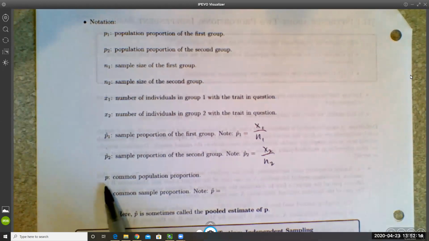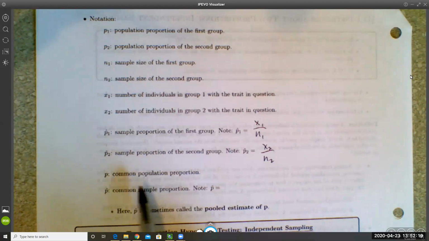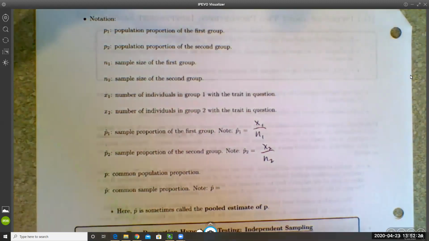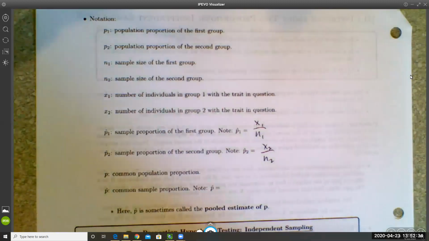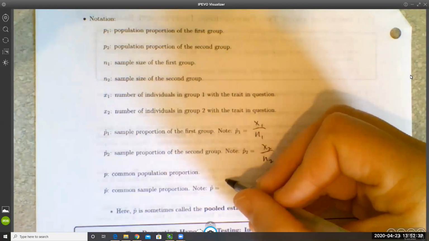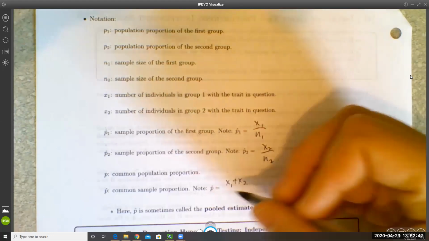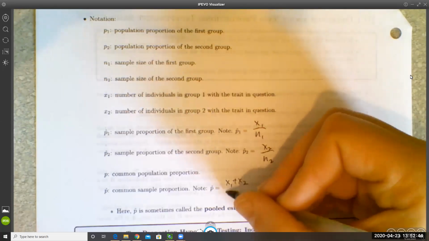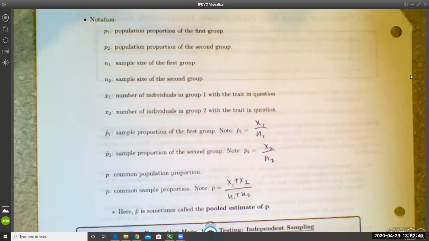Now, if you don't have a subscript, if you just have P or P hat, those are the common proportions. So P is the common population proportion, P hat is the common sample proportion. So it's like if you put both of the samples together and pooled their observations, then P hat is that sample proportion, right? So P hat would be, in this case, X1 plus X2, right? All of the successes in both of the trials, or in both of the studies, divided by N1 plus N2, right? The total number of individuals in those studies.